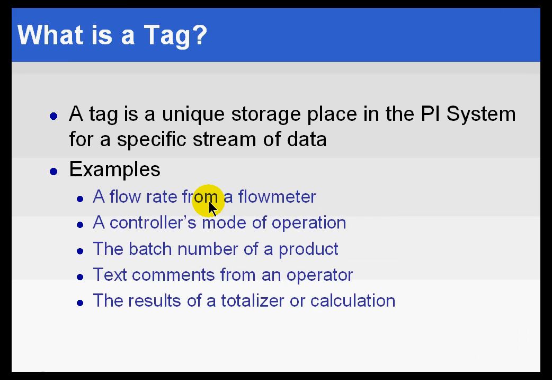A PI tag is basically a unique storage place in the PI server for a specific stream of data. In fact, you'll sometimes hear it used interchangeably with the term data stream. A PI tag is where we would store, for example, the flow rate from a flow meter, or if you've got a controller, the mode of the controller stored as a digital string would be stored in a PI tag.